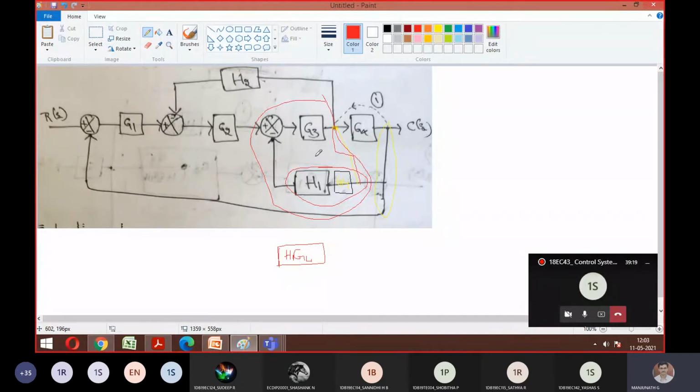If you eliminate this, this is nothing but elimination rule number 9. So what is the formula now? It is G divided by 1, and here there is a minus, so it's G divided by 1 plus G into H1. Here G is replaced with G3. So G3 divided by 1 plus G3 into H1 G4. Don't forget to take this combination. So you can take it as G3, G4 into H1. Okay, draw.